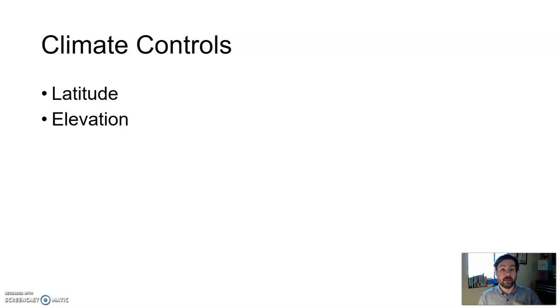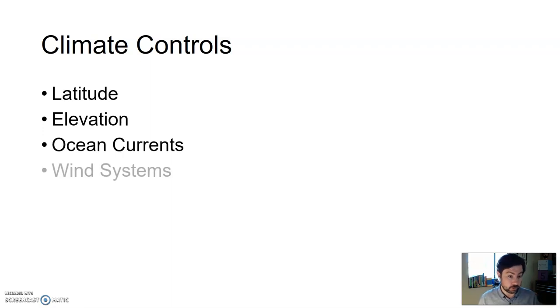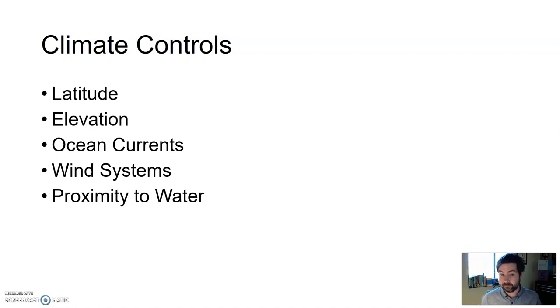Latitude, elevation, ocean currents, wind systems and wind patterns, the proximity of locations to water, and the topography. Now, we'll take some time to explain all of these, so this session will most likely be broken up into 3 different videos. All right, so in this first video, we'll tackle latitude and elevation.